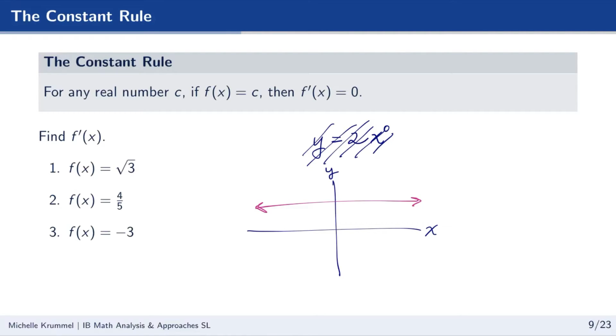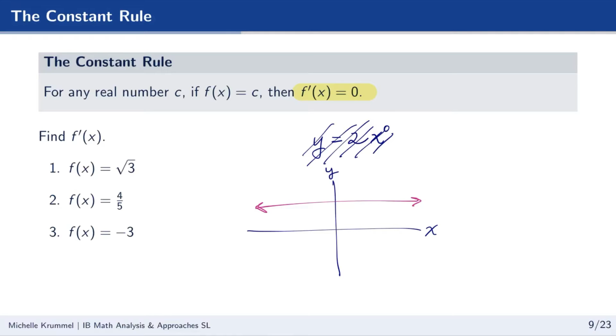And what is the slope of a horizontal line? Well, the slope of a horizontal line is 0 everywhere. For all values of x, the slope will be 0. And we know that our derivative represents the slope of the original function. And so the answer should just be 0, and that is exactly what we see here. For any real number c, if f of x equals c, then f prime of x just equals 0.